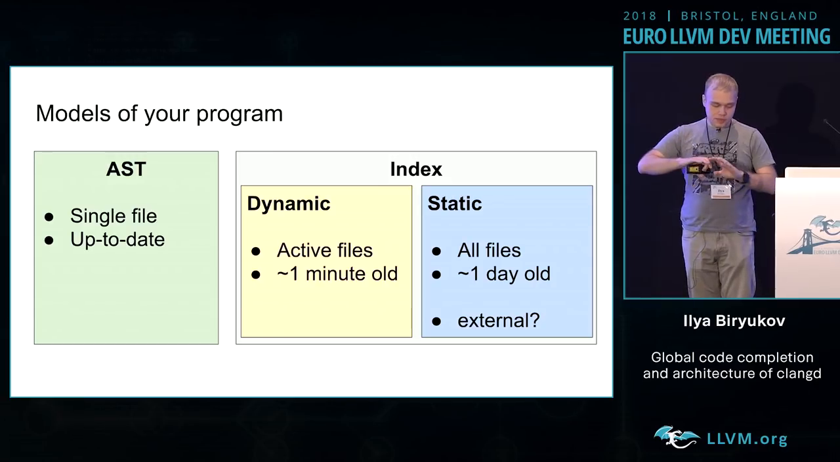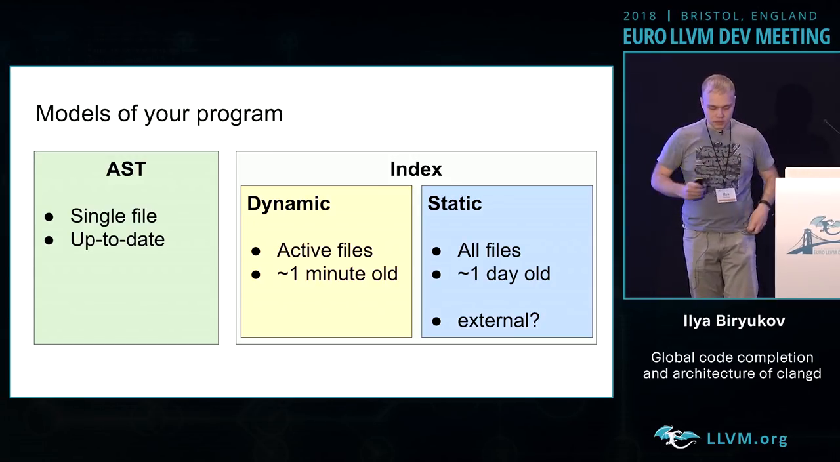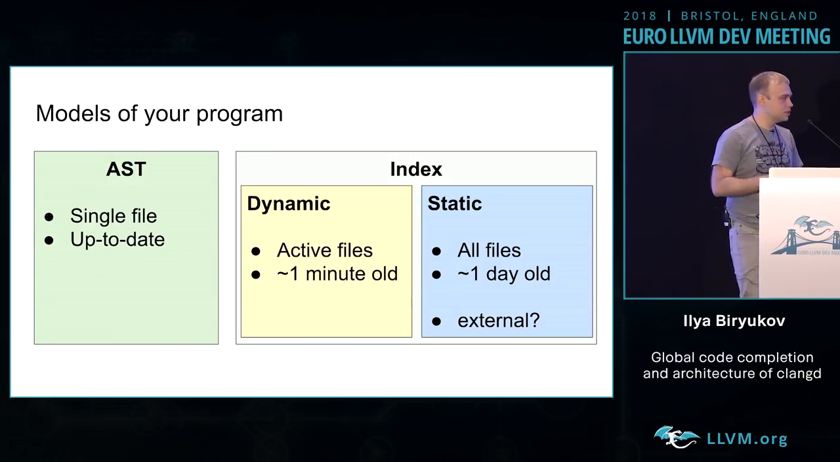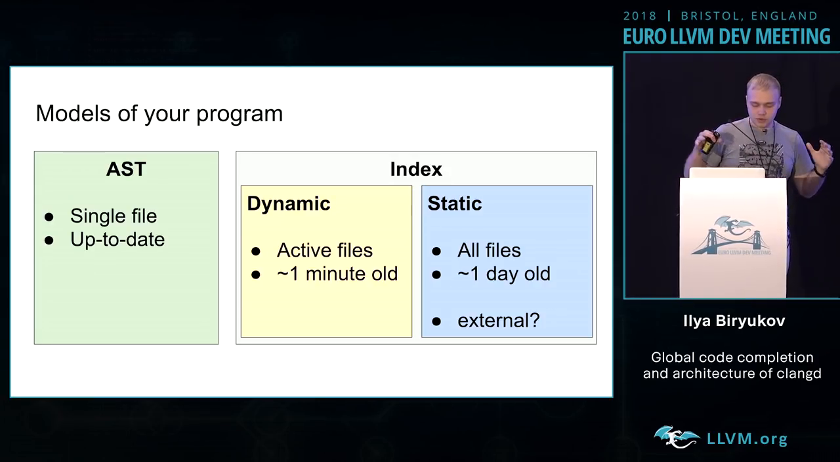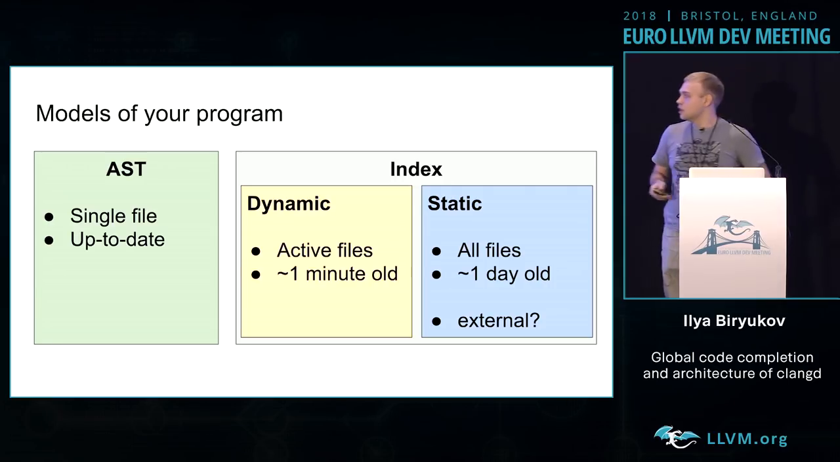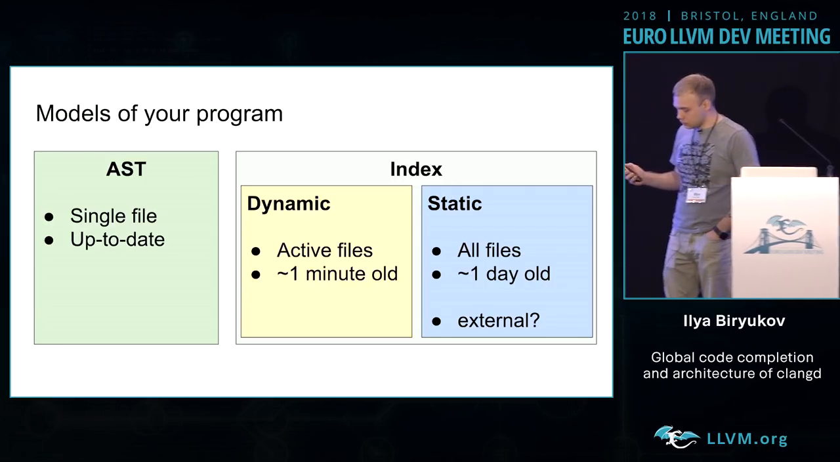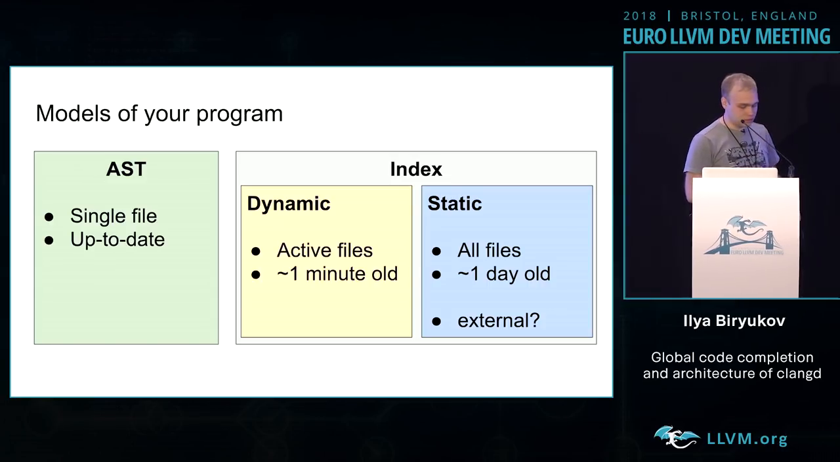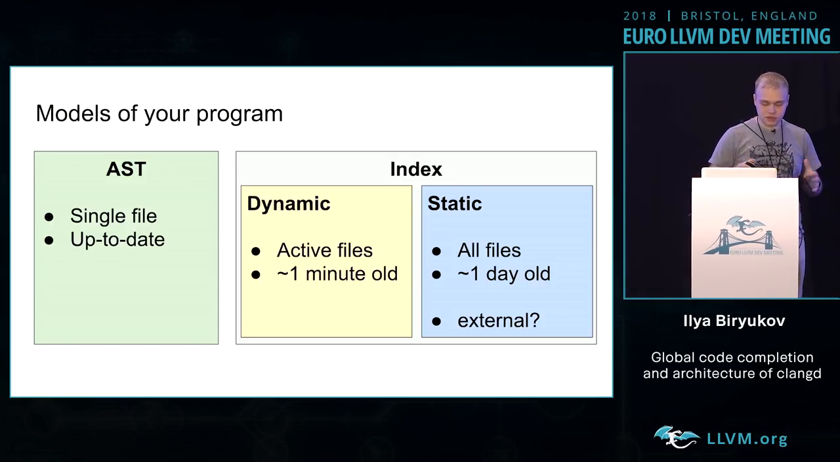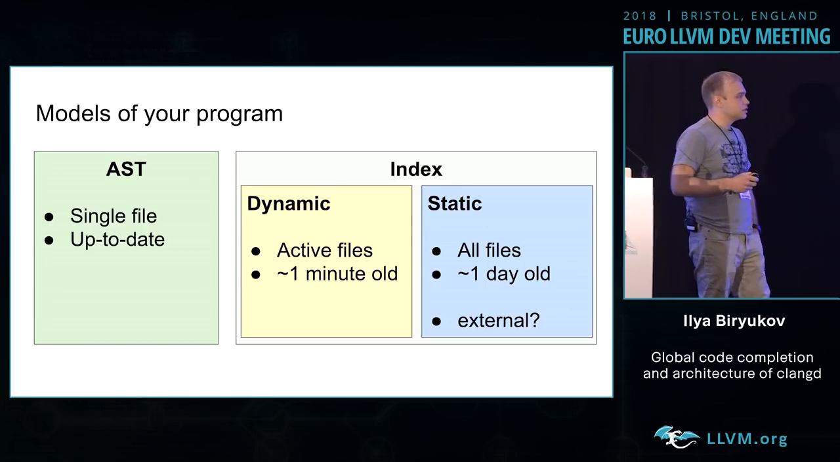So we end up with this three-layer source of information thing, where the static index knows about all the files in your project. And it might be old, but it also gives you some useful information. It may know things like the number of usages for all the symbols in your index.